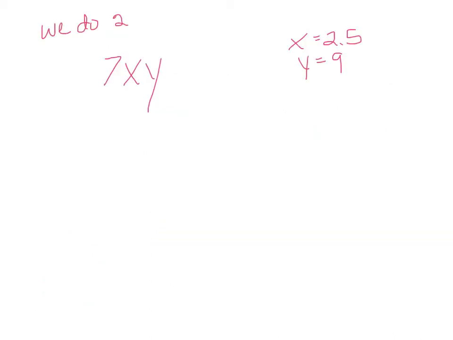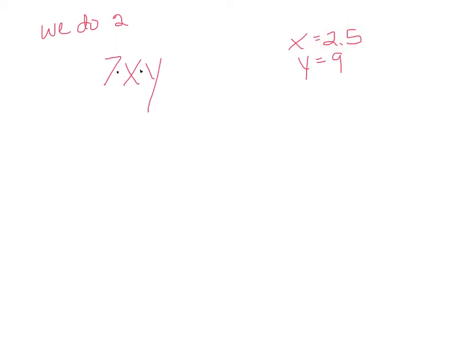All right, let's try another one. You might get something that says 7xy. Remember, numbers next to letters is multiply, so feel free to put the little multiply symbols in there so that you don't get confused. That's 7 times x times y. And over here, by the way, x equals 2.5.